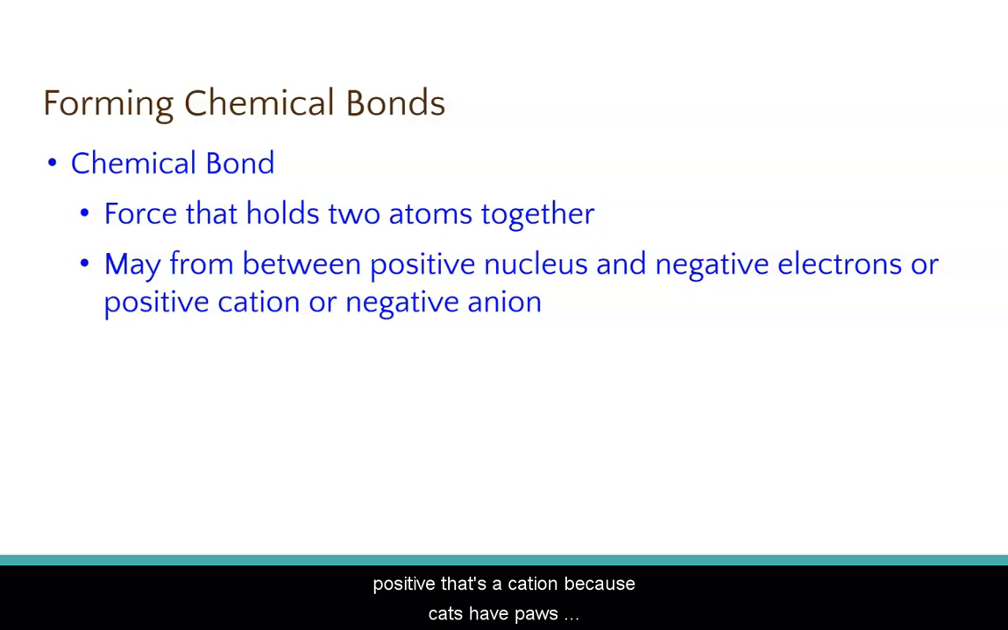That's a cation because cats have paws, meow, meow, meow. And it might be a negative anion where you're gaining that electron. The one that's giving and the one that's gaining are going to be held together by the electrostatic force.